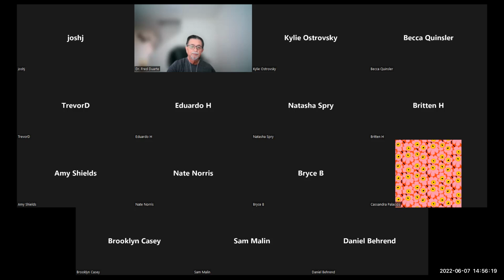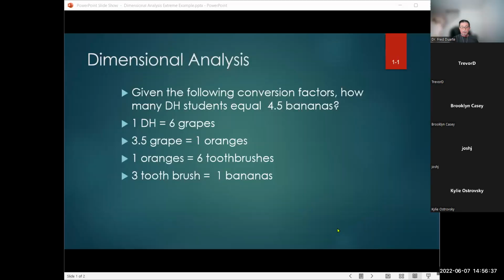Now, this example I'm going to show you is a very extreme example of converting units. I picked it because it's a crazy example, but it demonstrates how, by keeping track of units, if you have conversion factors, you can go from one unit to another with no problem, okay? I used this example way back when teaching at Carrington College for dental hygiene students. So I arbitrarily made some conversion factors. I said, given the following conversion factors, how many DH students equal 4.5 bananas? Pretty crazy, huh?